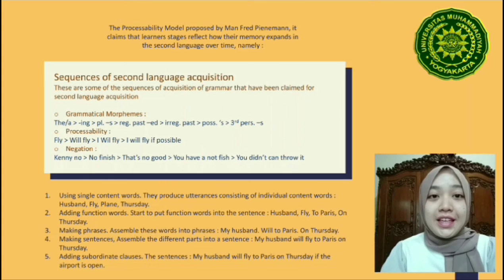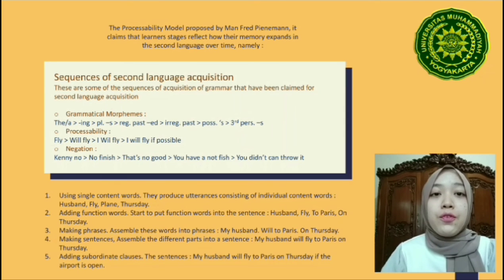Interestingly, stages of acquisition don't say why things happen in a particular order, so researchers are looking for an explanation. One possibility put forward was that it is the natural order. The processability model proposed by Manfred Pienemann, however, bases the sequence of development upon the learner's increasing mental capacity to process a new language. It claims that learner stages reflect how their memory expands in a second language over time.